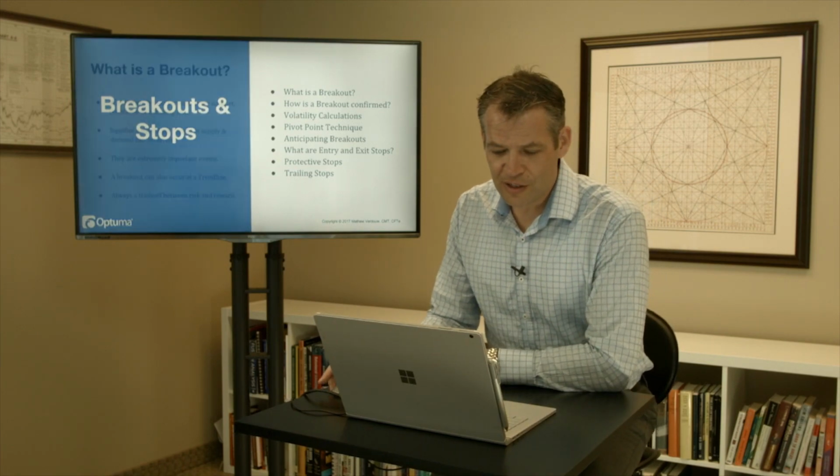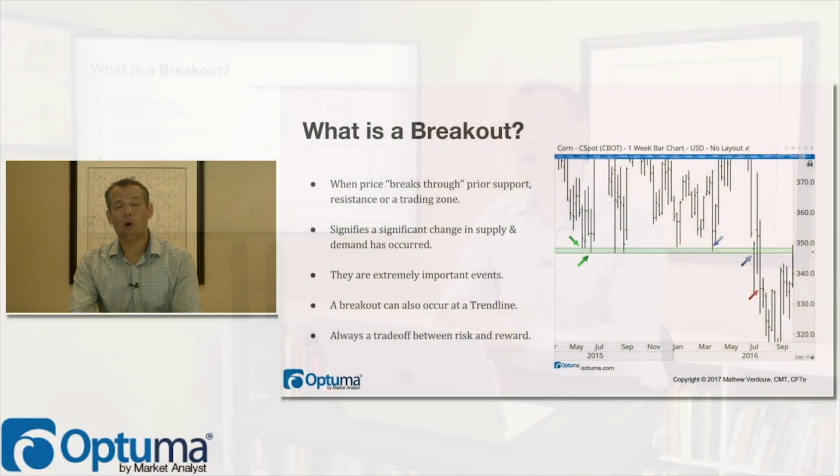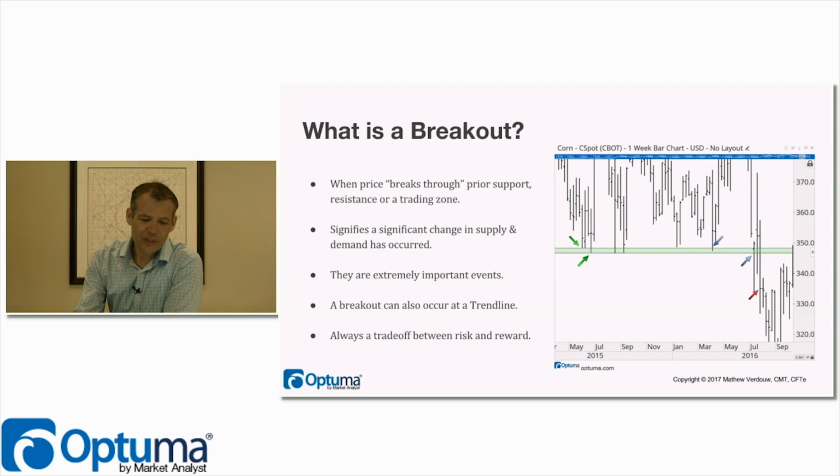All right, so let's get into the first slide here. What is a breakout? If you look at the chart that we've got here, we've got a support zone. These green arrows were where I added these values, and they're the ones we use to calculate this zone from here. And then the blue are a couple of points. You can see that we've got some support here. We didn't break the zone with these two.